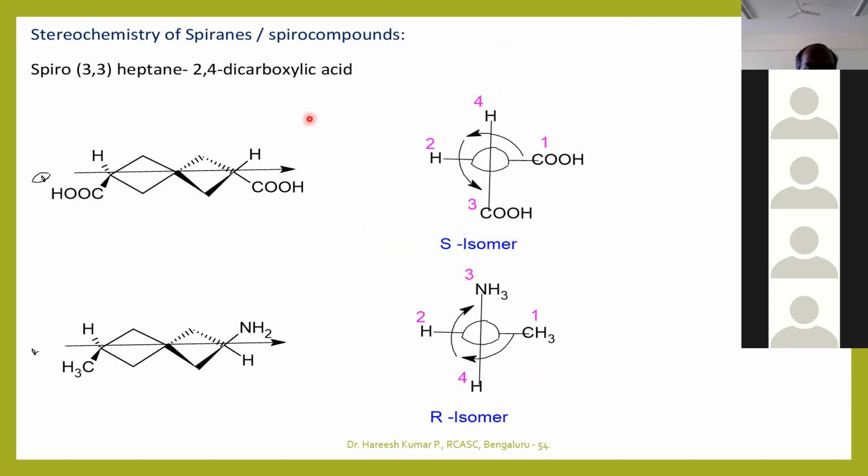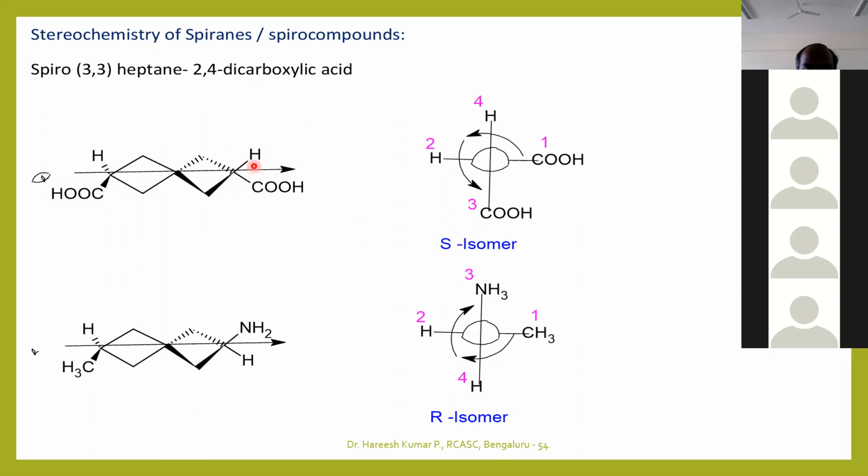These two are carboxylic acids, a 2,6-dicarboxylic acid. What you can observe is that this moiety is in one plane and this will be in another plane. This will be the horizontal and this will be the vertical one. Because of that, this type of spiro compound exhibits optical activity. When a chiral axis is passing through this, you can observe that these two groups are the horizontal groups and these two groups are the vertical groups.